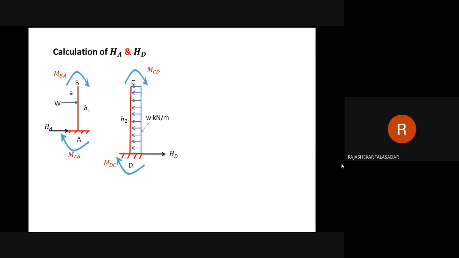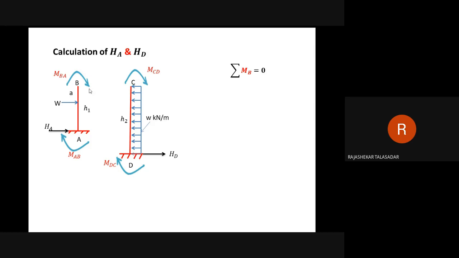Loading, and an additional thing is you have to mark the end moments. Now, to get the value of HA, you have to take sigma MB equals to 0. Suppose if I take moment about A, you will not get HA. Moment due to HA will be 0. Here the object is to get the value of HA.